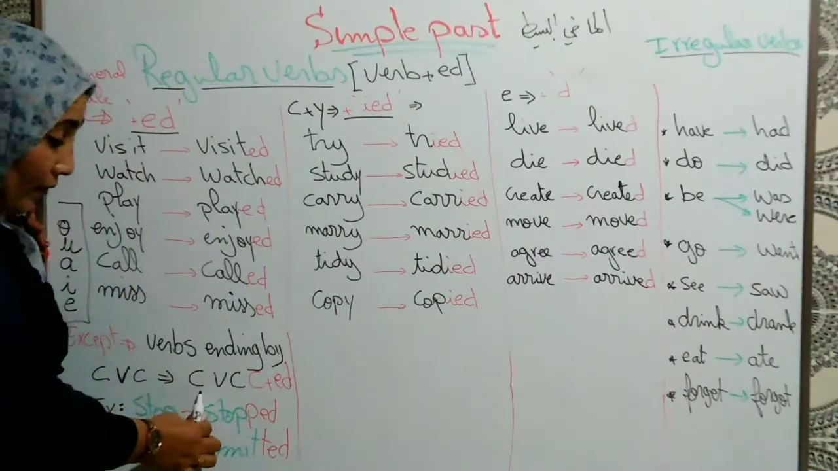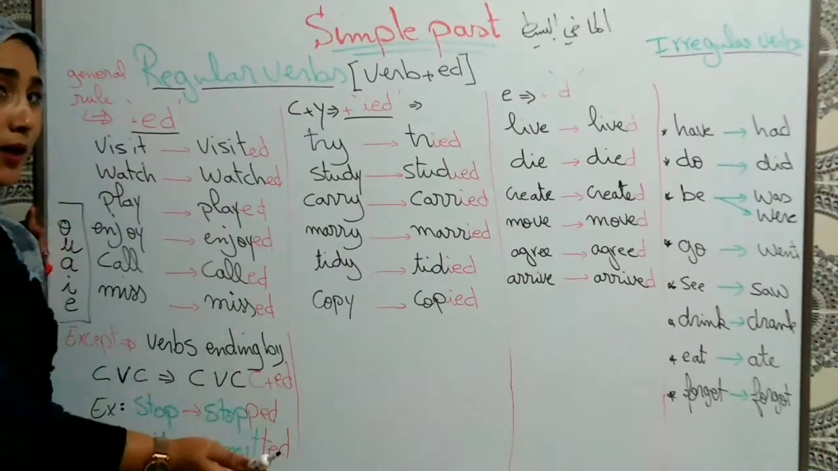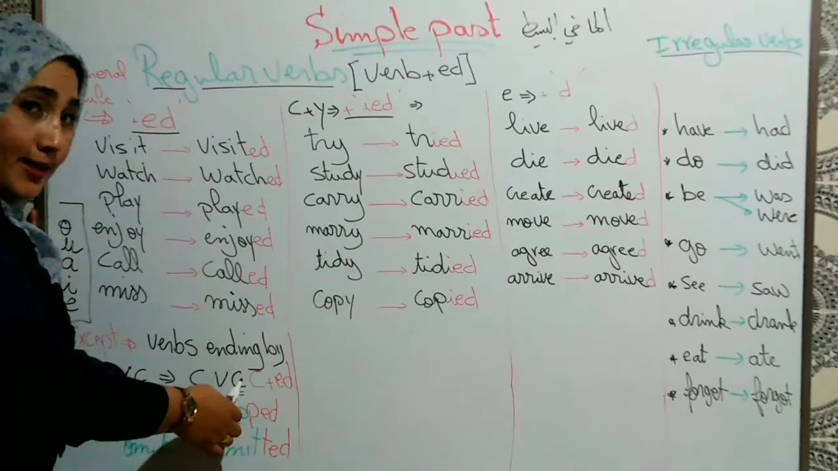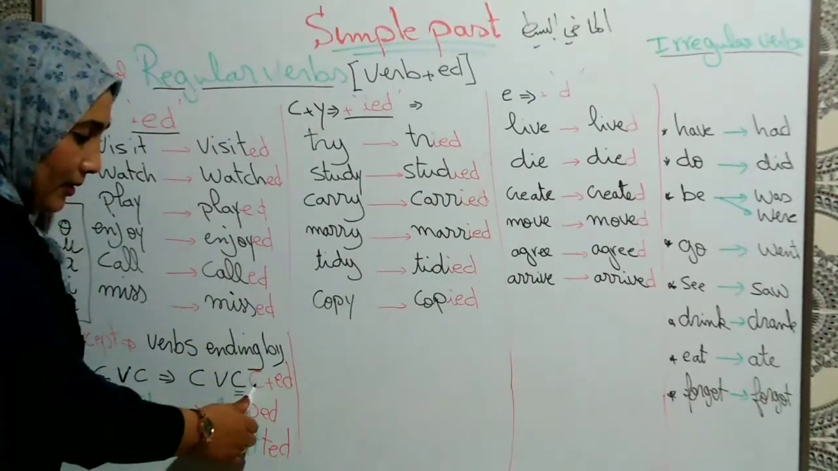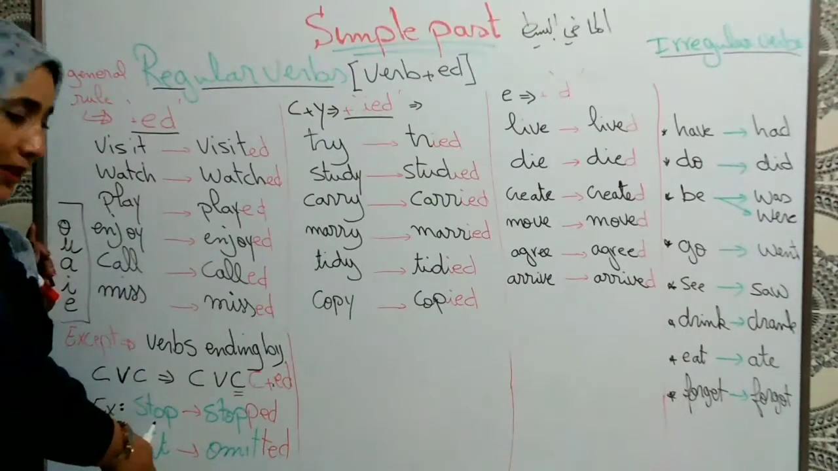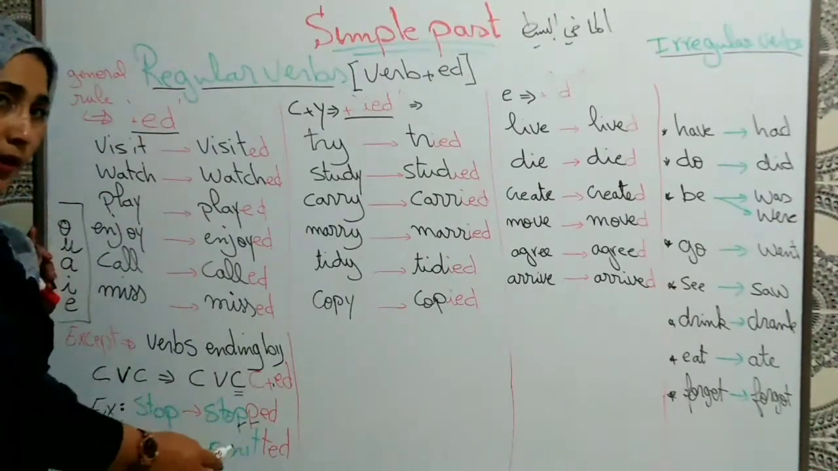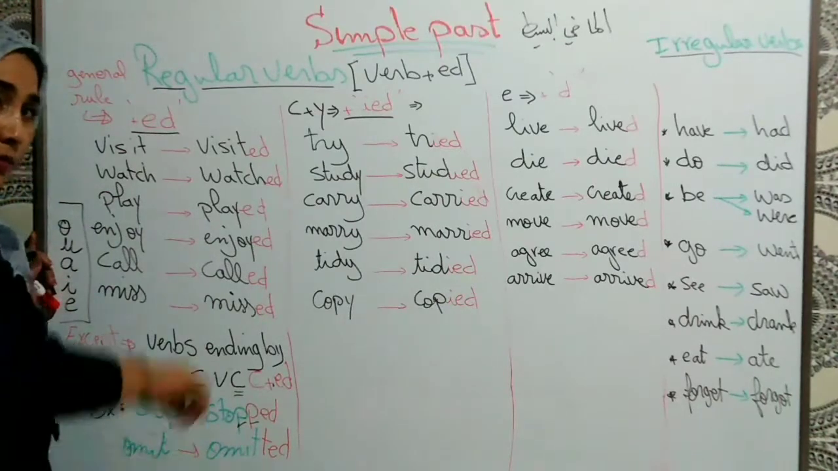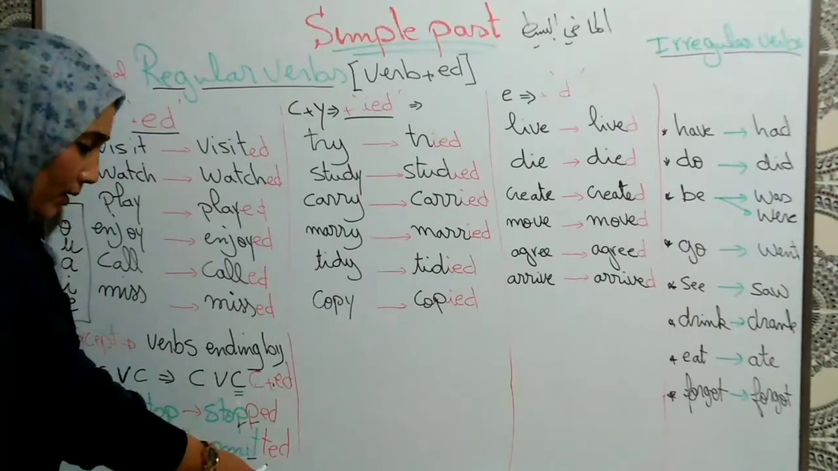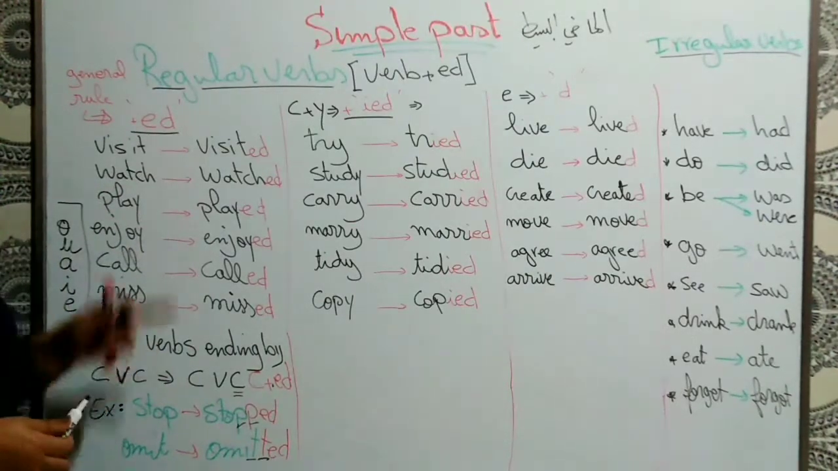Okay, if we have a verb يعني إذا كان لدينا فعل ينتهي ب consonant vowel consonant ما علينا إلا أن نعيد هذا الحرف الأخير الذي هو consonant. Okay, we double it, becomes double consonant plus ed. Okay, here we have stop, it becomes stopped. You see, we double the p. Okay, I stopped. Omit بمعنى أزيل أو ألغي شيئا ما. So omit becomes omitted. You see, omit we double the t and it becomes omitted. So here for verbs ending in CVC.